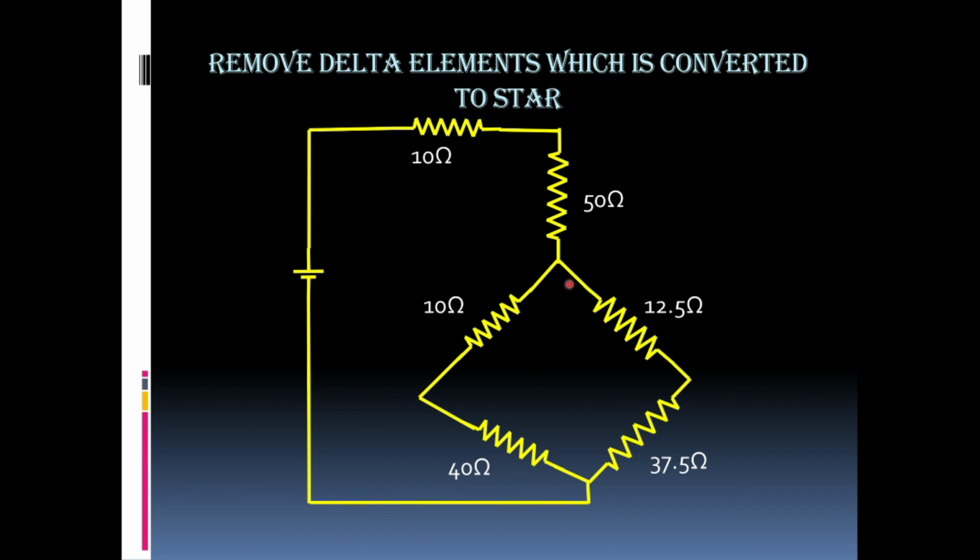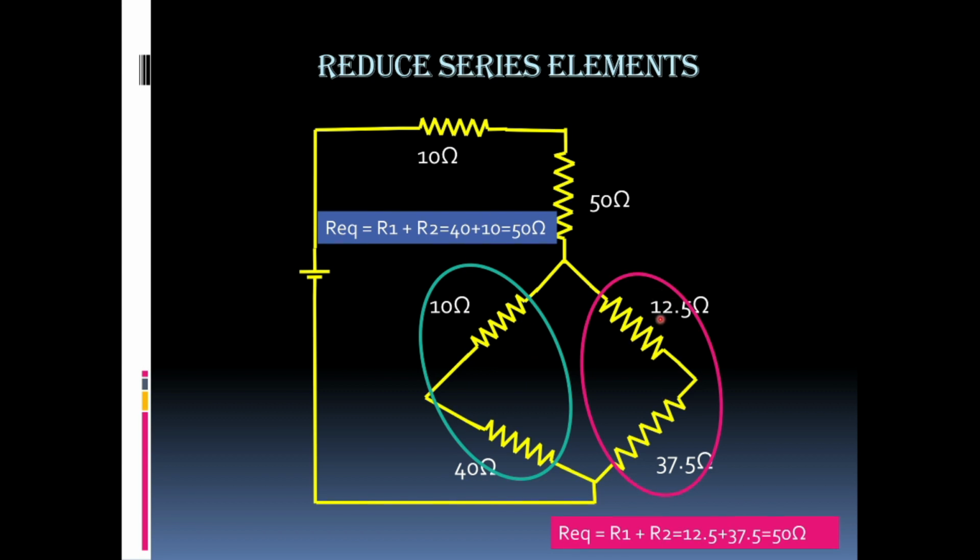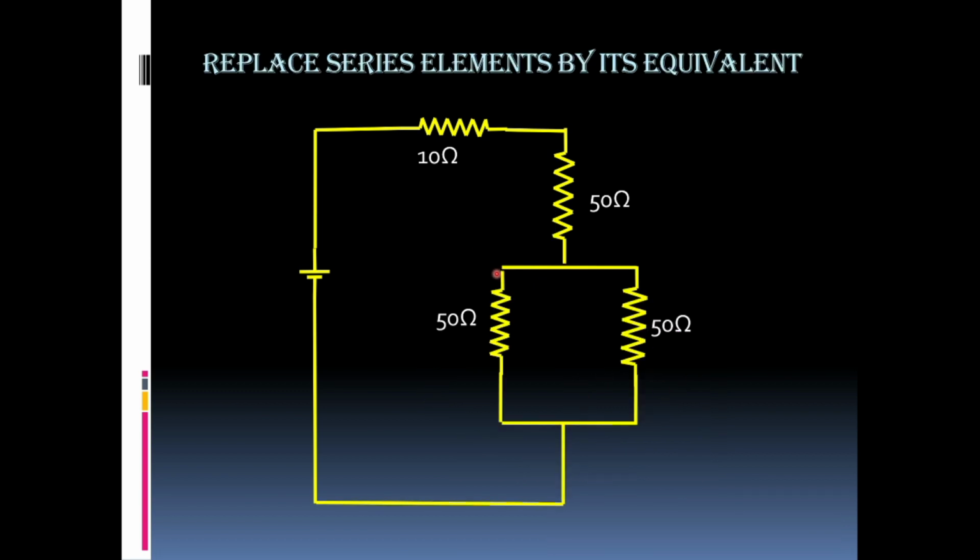Next we need to solve this part. There are two resistances here connected in series and two resistances here which are connected in series. So we have to solve both series resistances. For series resistance, the formula is R1 plus R2. So you simply do 12.5 ohm plus 37.5 ohm. You'll get the answer 50 ohm, and here you do 10 ohm plus 40 ohm. That will give you the answer 50 ohm. Now that we have solved both, you substitute the equivalent resistances, and that will look like this.